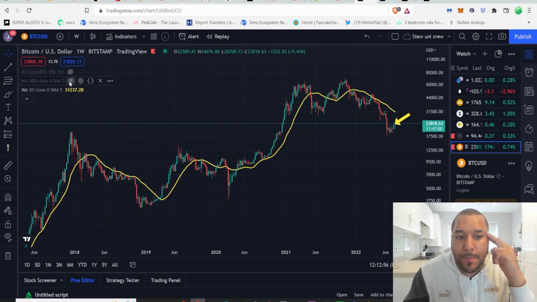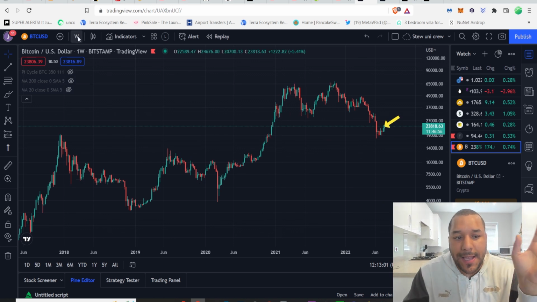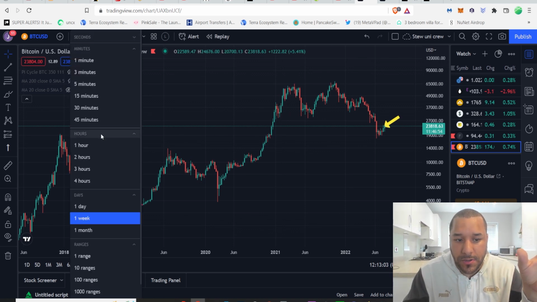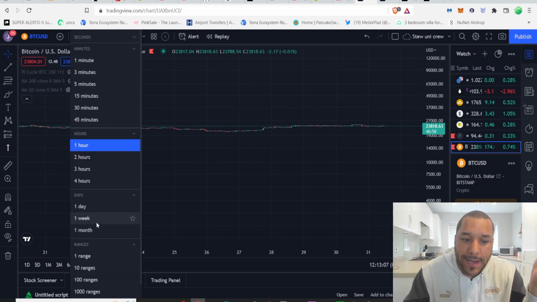Now, when you load it up, you may not have any moving averages. You might just have something that looks like this. And you can set which time frame you want to look at it on. So if you want to look at it on the hourly, you can set it to the hourly. I use the weekly time frame.